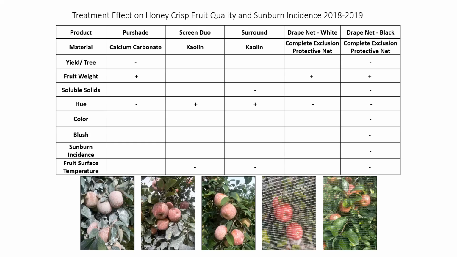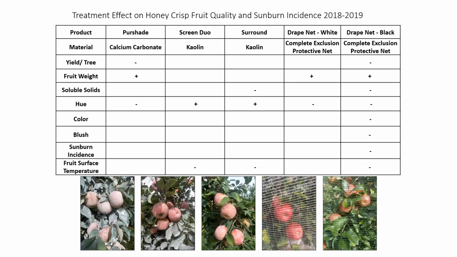First, let's sum up the different effects on fruit quality and sunburn incidence in 2018-2019. Although we have not found that any of the spray products can mitigate sunburn damage, we saw that the kaolin-based product can actually reduce the fruit surface temperature, which is a direct predictor for sunburn damage. When we compare hail nets with the spray products, we see that only black net can successfully control sunburn.